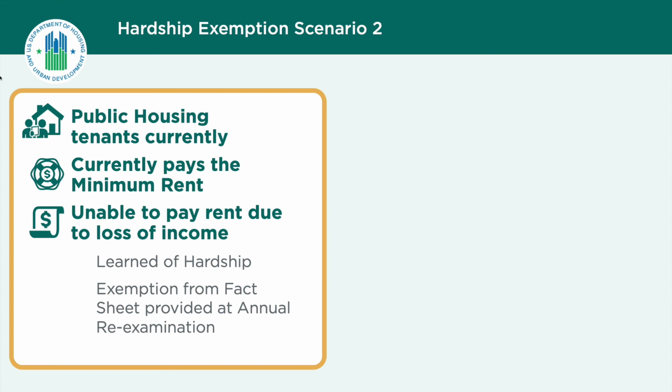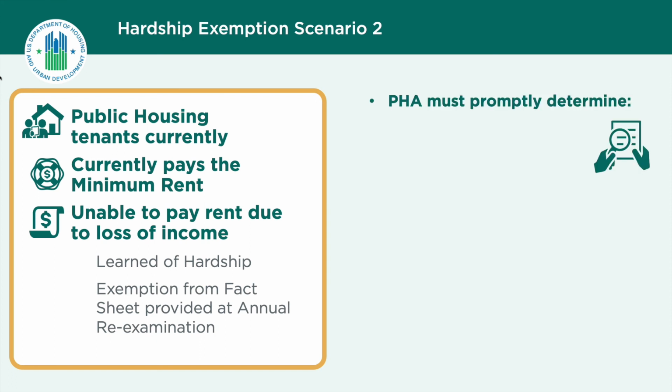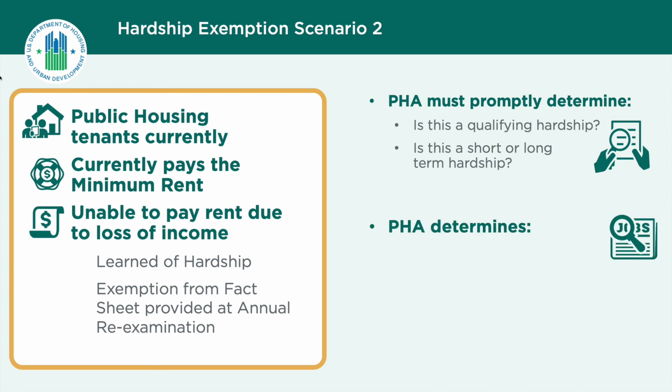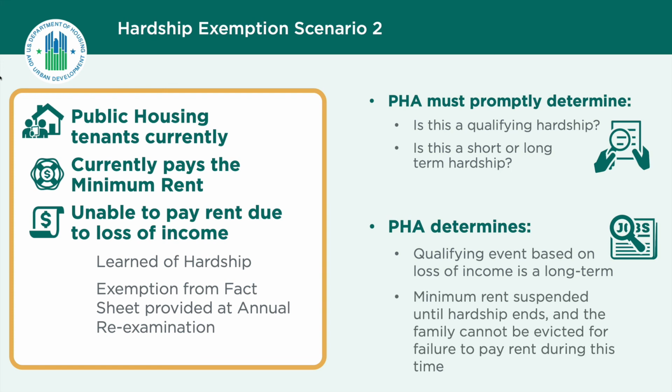The PHA receives the request and, beginning the month following the request, suspends the minimum rent for the household while they verify the qualifying hardship and determine if it is short-term or long-term. PHA staff are able to verify with the head of household's employer that they have closed the store where the individual was employed and that they will remain closed for at least the next 6 months. The financial hardship the family is experiencing is long-term, and as such, the PHA suspends the minimum rent until the hardship ends. During this period, the family cannot be evicted for failure to pay rent.